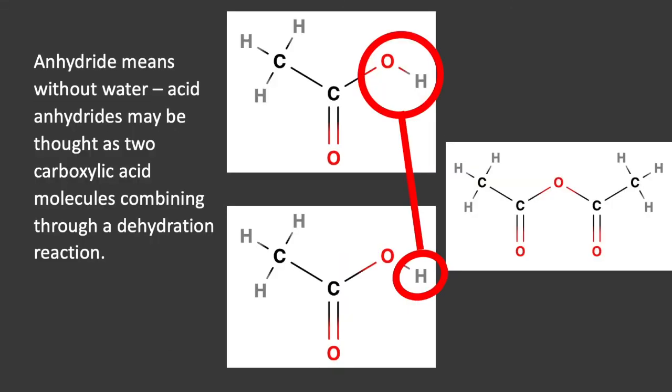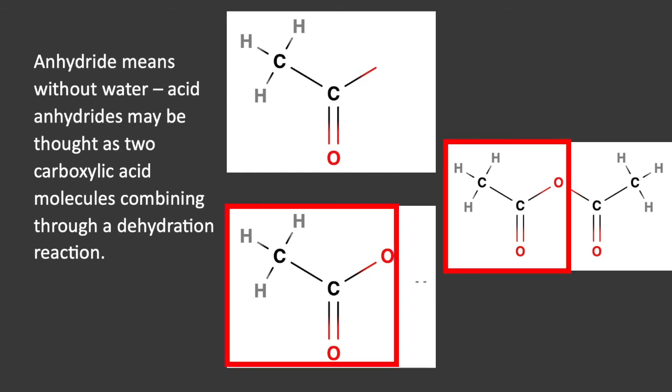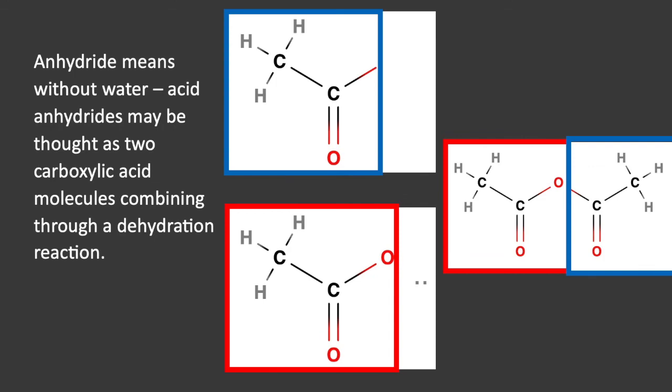And the way that you can think of them is if we take those two ethanoic acid molecules and we remove that H2O, which is circled in red, so it becomes like that, and you'll be able to see that this is how the molecule is put together.